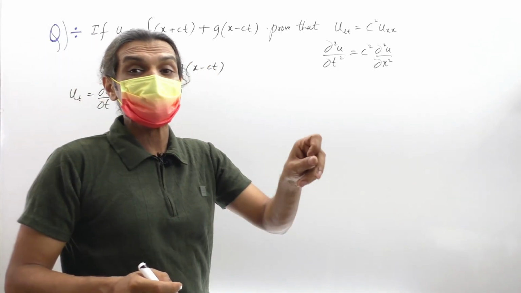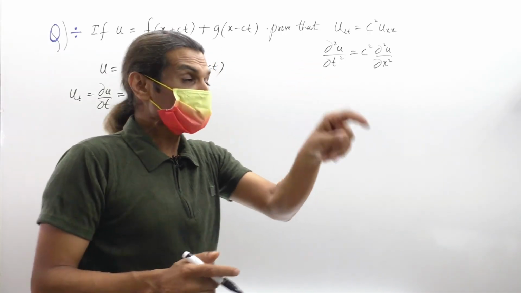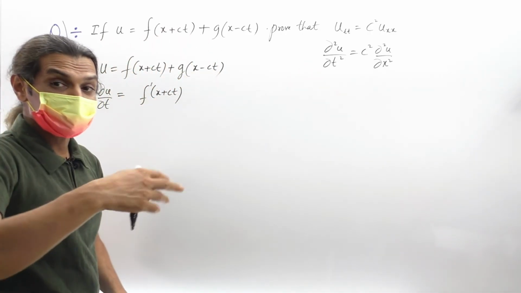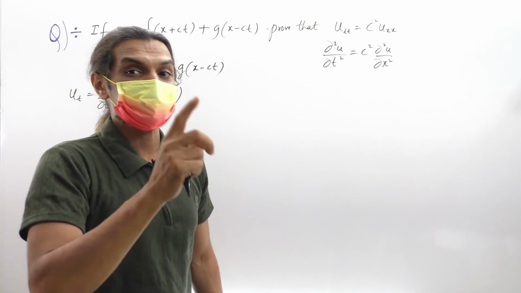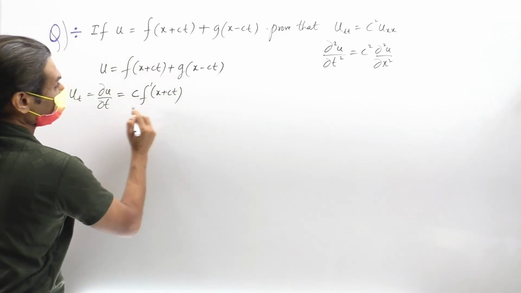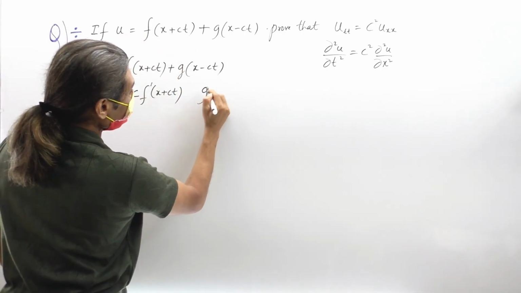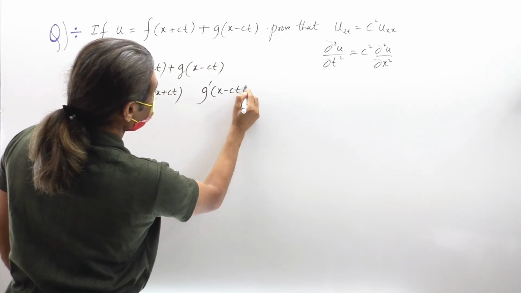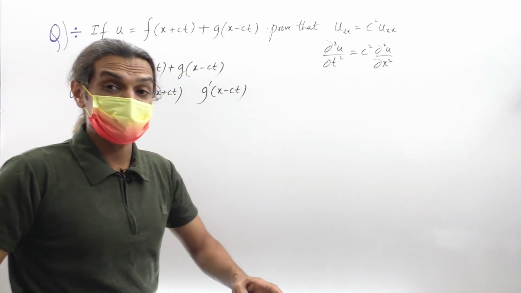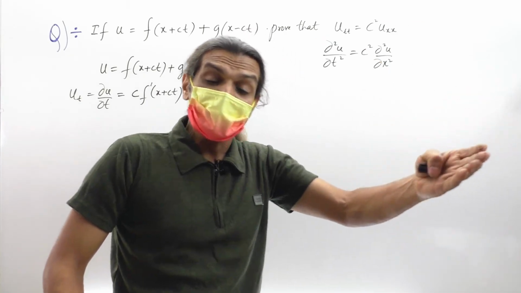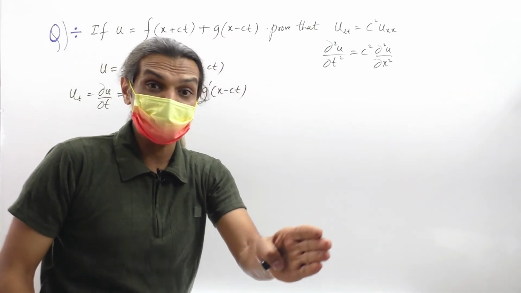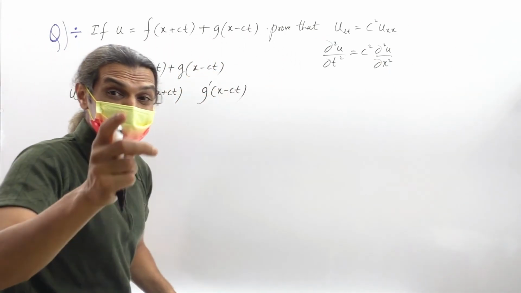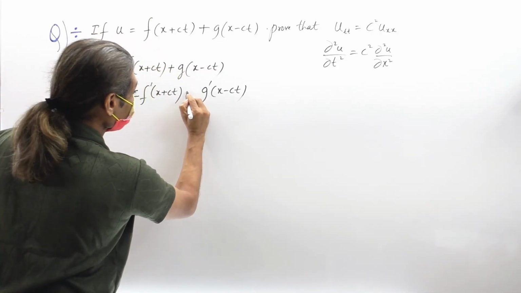Again, differentiation of x plus ct with respect to t: x is 0, and ct differentiated with respect to t is 1 into c. That's it. Again, g dash of x minus ct: differentiating x minus ct with respect to t, x is 0, and differentiating minus ct, t is 1, so again minus c.